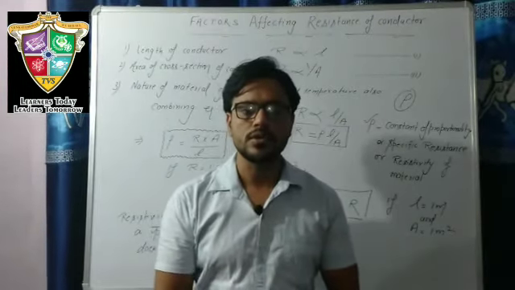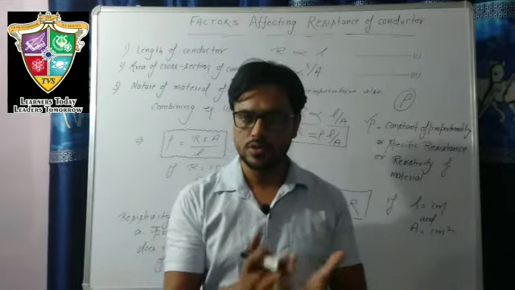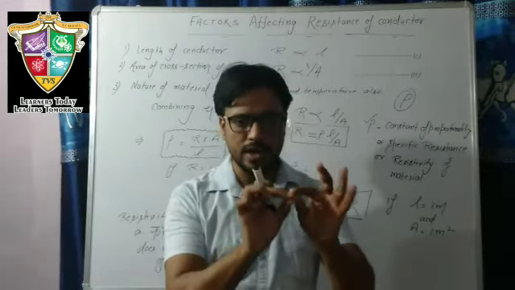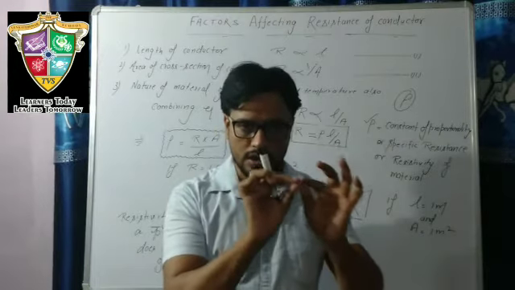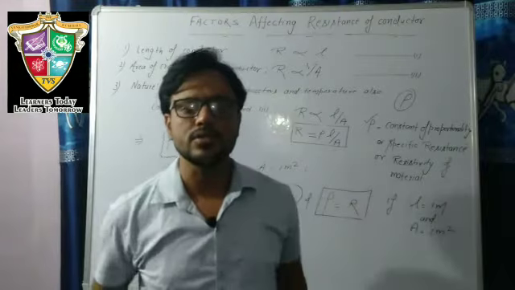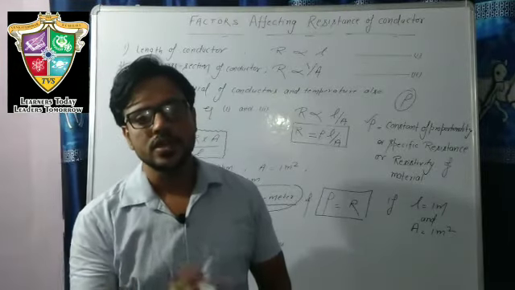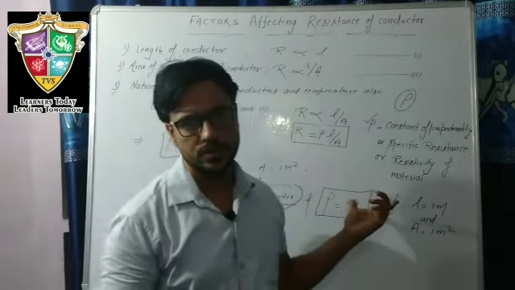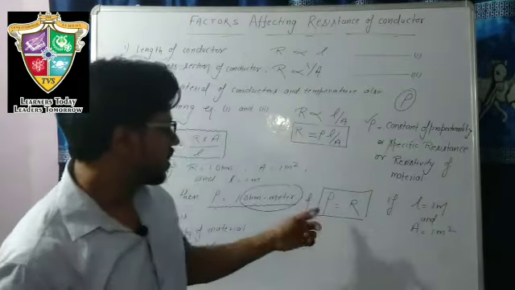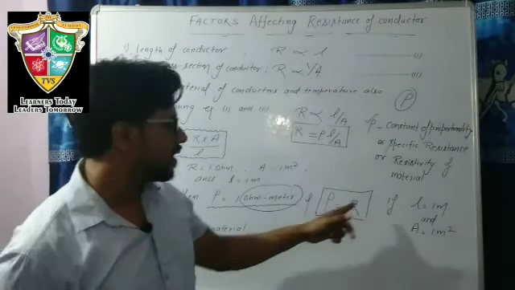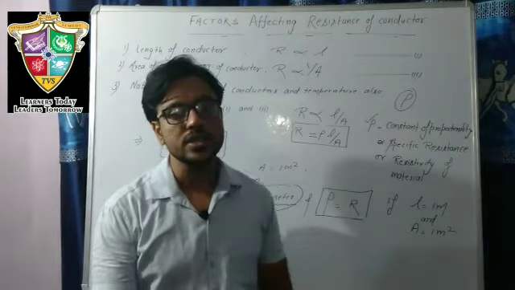So if we talk about the resistivity of copper, then we can say that if we have a conductor of copper material of 1 meter length and 1 meter square area of cross section, then the resistance offered by that conductor is known as the resistivity of that material. So resistivity is defined as the resistance of the conductor whose length is 1 meter and area of cross section is 1 meter square.